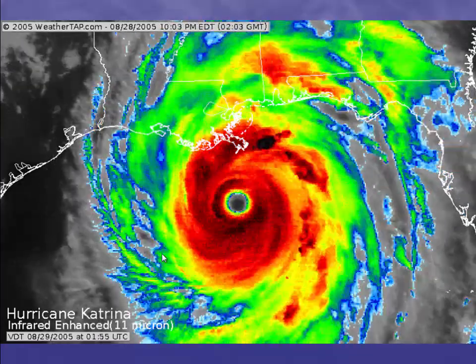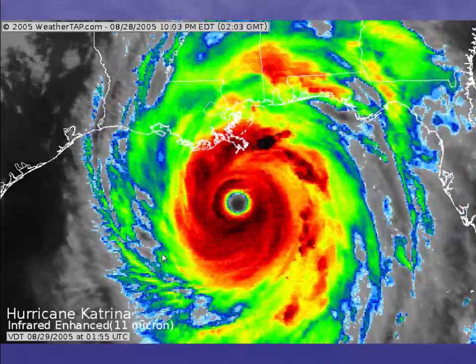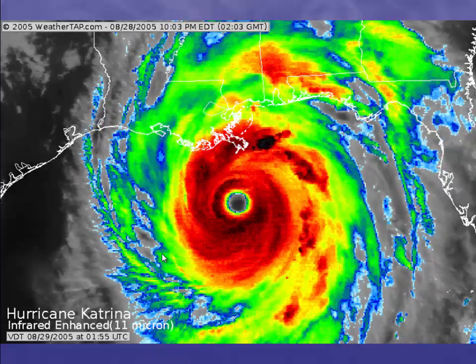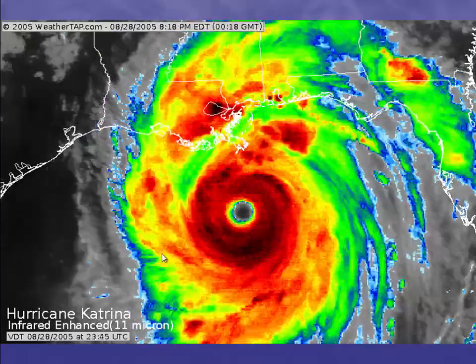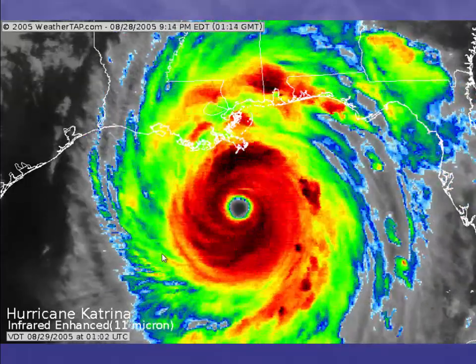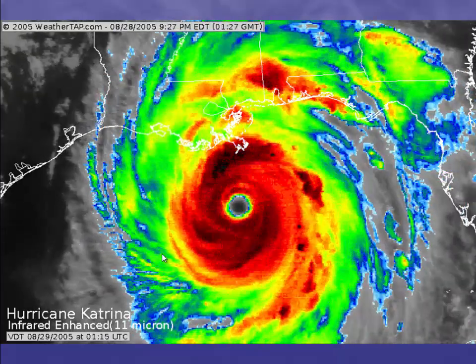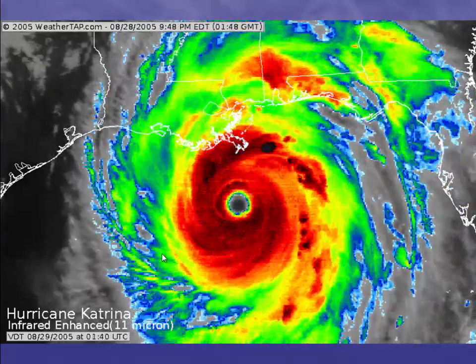Probably the most notable hurricane of our lifetime would be Hurricane Katrina in 2005. Hurricane Katrina is still this country's costliest natural disaster in terms of loss of both human life and economic loss, so kind of rated in dollar signs.